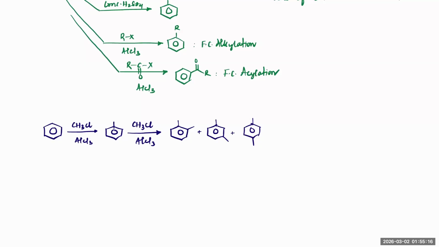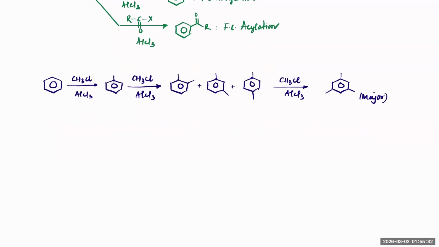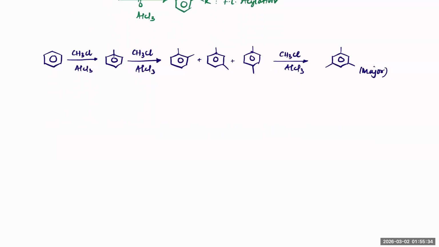Ortho, para directing products like this. Or even these can react with further CH3Cl and AlCl3 to form a major product like this, which is called mesitylene, right? So it becomes difficult to control the alkylation to one product. So you will get multiple products here.